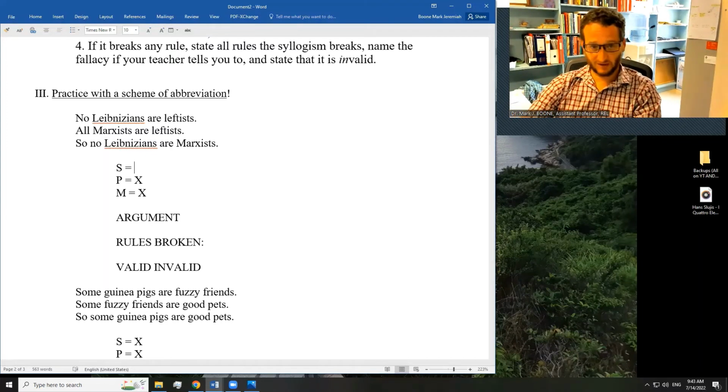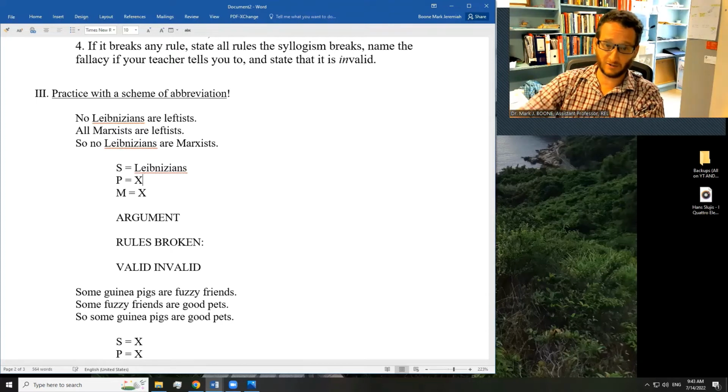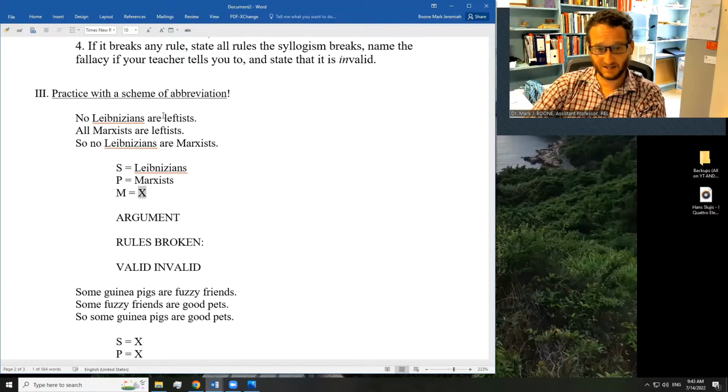All right, so first, for this argument: no Leibnizians are leftists, all Marxists are leftists, so no Leibnizians are Marxists. And if you don't know what a Leibnizian is, great, doesn't matter. Is the argument valid? Do the premises guarantee the conclusion? Well, we'll find out, won't we? No Leibnizians are Marxists is our conclusion, which means our minor term S is Leibnizians and our major term Marxists will be represented by P, and M will, of course, be the middle term, the one in the premises but not the conclusion, leftists.